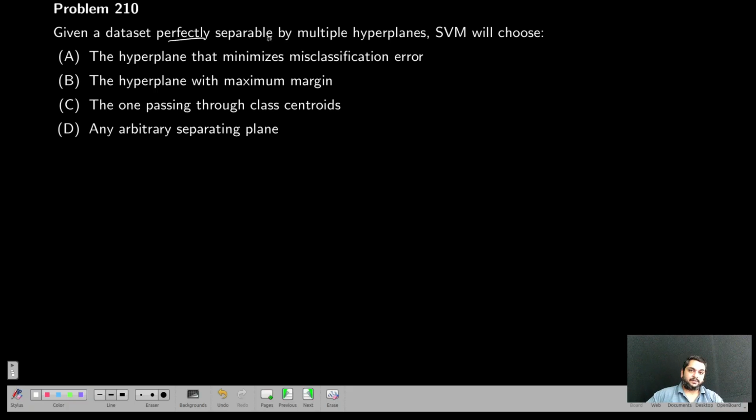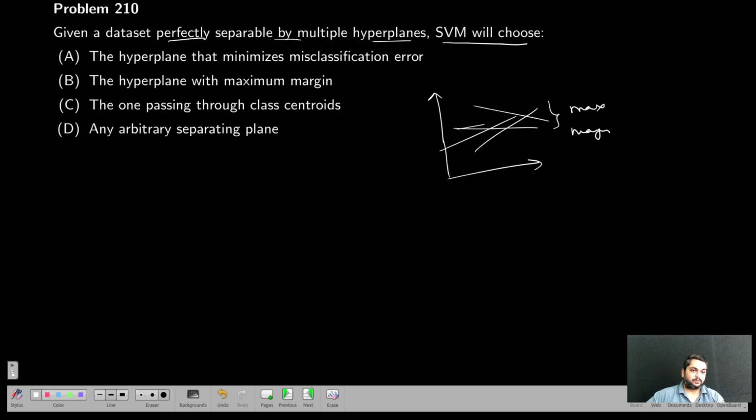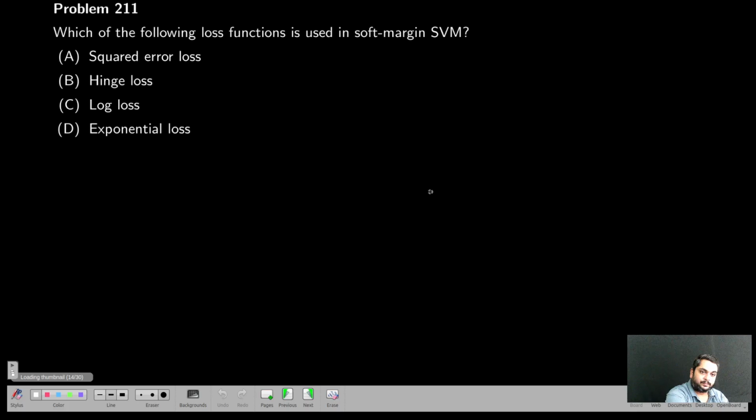Given a dataset perfectly separable by multiple hyperplanes, SVM will choose what? The basic concept of SVM is that if there are multiple hyperplanes separating the data, like this, then what is the goal here? I have to choose the one that maximizes the margin. Out of all the hyperplanes, I choose the one with the maximum margin. Which of the following loss functions is used in soft margin SVM? That is nothing but hinge loss.